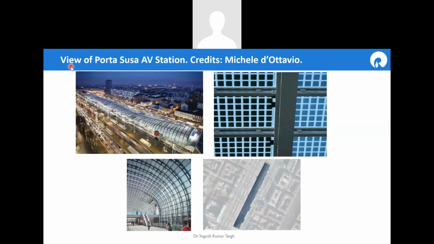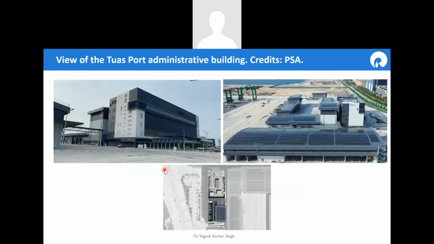This is another view from the Kota Suva AV station from the international project. The entire station has a roof covering. You can see that the entire roof has come from the solar panel, and in the daytime all the light will be coming there. And if you see from the Google view, it will look like this. This is another perspective from there.